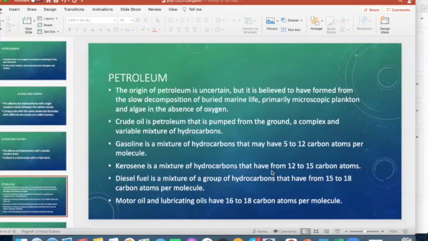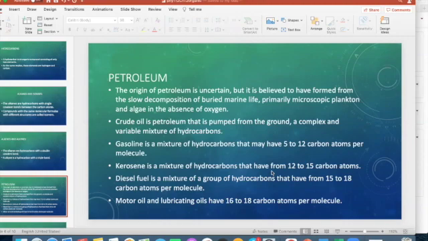On to the different types of petroleum. So the origin of petroleum is not necessarily certain among scientists, but they believe that it forms from slowly decomposed marine life and other types of microscopic plankton and algae in the absence of oxygen. So oxygen void and decomposed over time. All right, so crude oil is a type of petroleum. It's pumped from the ground and contains a mixture of hydrocarbons. So again, hydrocarbons are hydrogen and carbon elements.